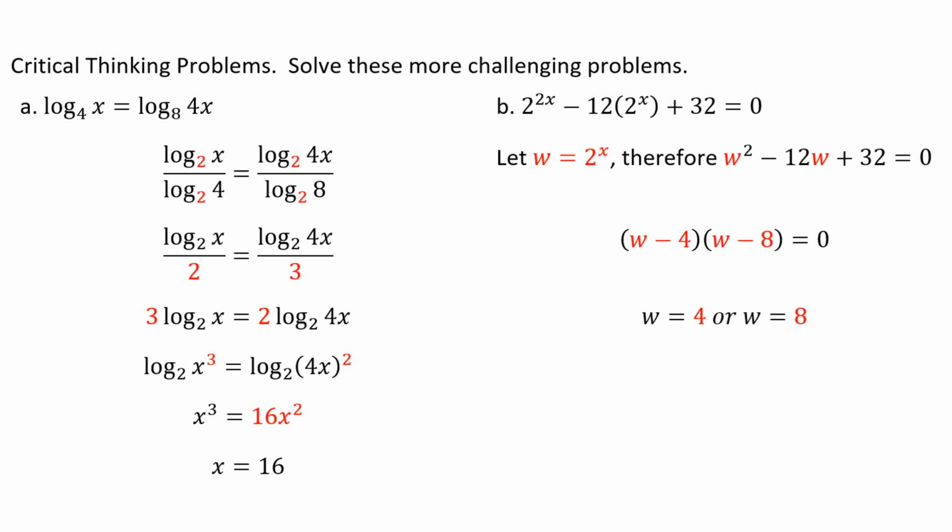Remember that w equaled 2 to the x, so we have to substitute back in and say that 4 is equal to 2 to the x, or 8 is equal to 2 to the x. And if we know that 4 is 2 squared and 8 is 2 cubed, we can replace those, which allows us to finally say that x has to equal either 2 or 3 in order for this equation to work.